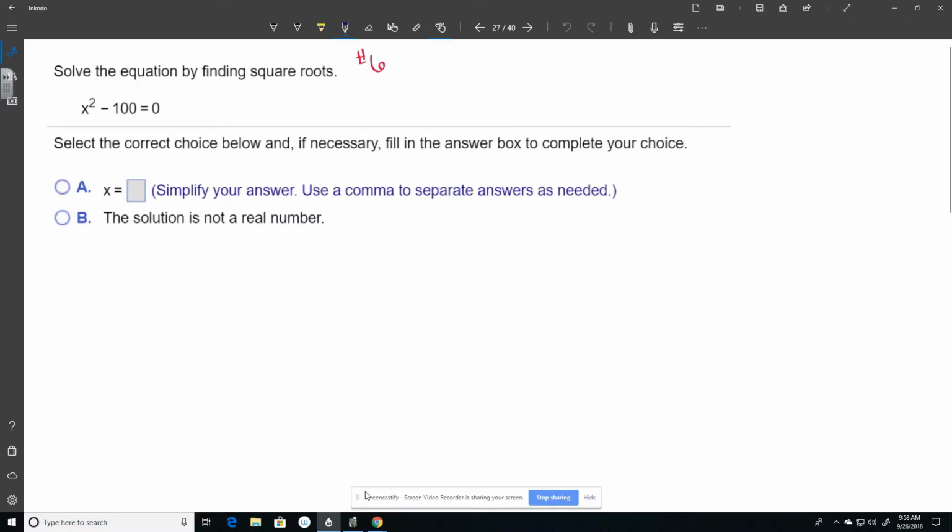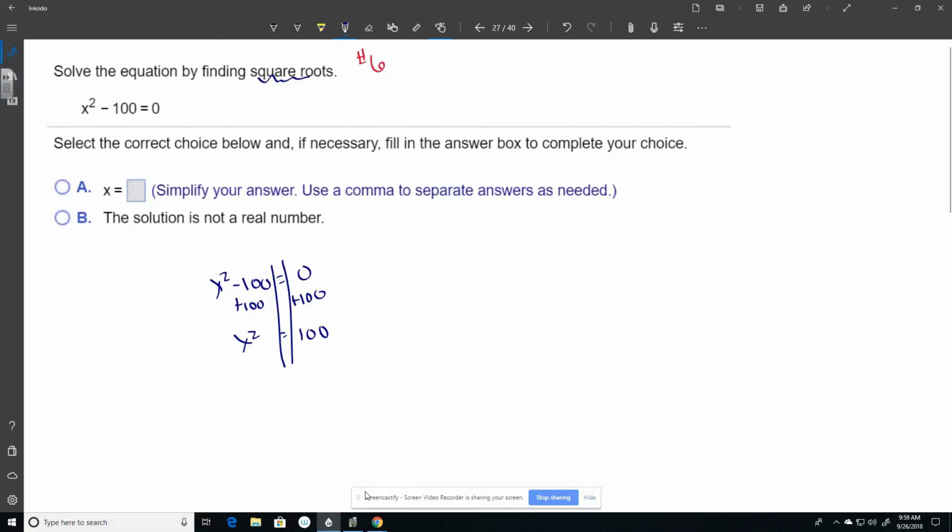Solve by using square roots. Again, it's giving you a hint. You can use any other method. You could use the quadratic formula, but square roots might be the easiest one. So x squared minus 100 equals 0. I add 100 to both sides. So x squared equals 100.